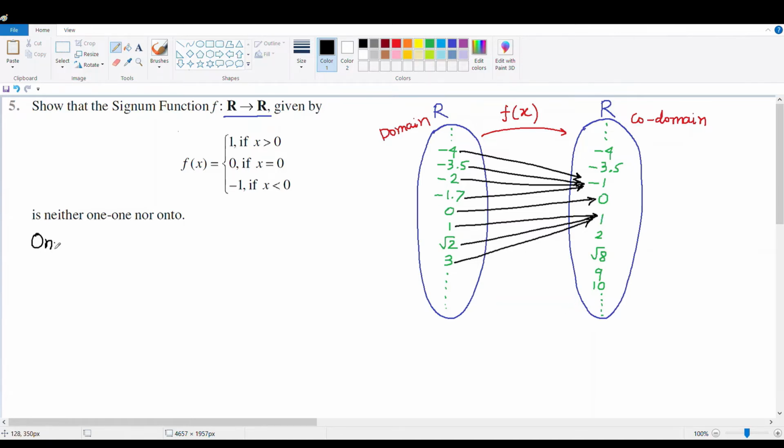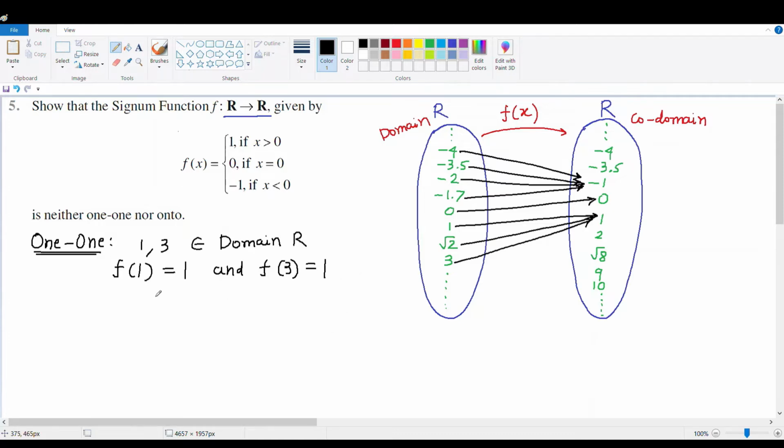And when we know the function is not 1-1, we just need to show the counterexample. So let's show that 1 and 3 belong to the domain R, and f of 1: if you plug in 1, when x is 1, that means x is greater than 0, so your output is going to be 1. And for f of 3, if your x value is 3, that means again x is greater than 0, so the output is also going to be 1.